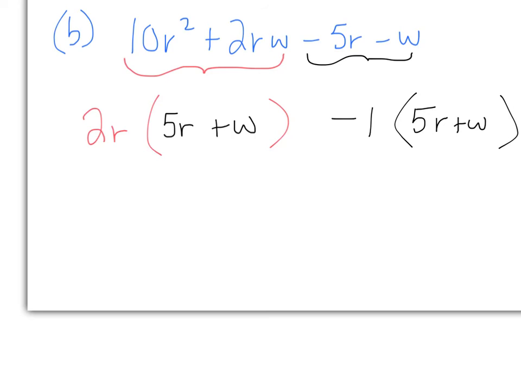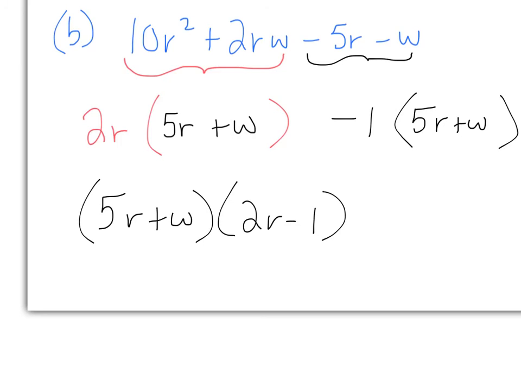You did it the other way. Did you get the same answer though? Yeah, you get the terms switched around, but it's the same. So when I take out the 5R plus W, I'm left with 2R minus 1, and that's my answer.